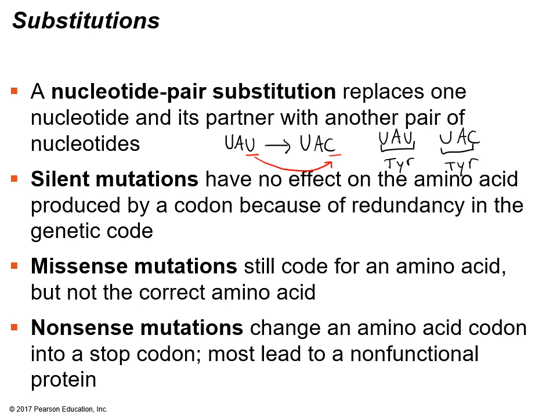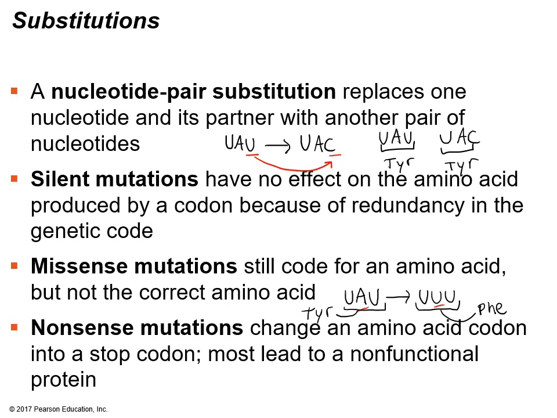A missense mutation still codes for an amino acid, but not the correct amino acid. So for example, if I had UAU and I substituted the A for a U, this would result in a different amino acid. So earlier we saw that UAU is going to code for TYR, tyrosine amino acid, but UUU is going to code for the amino acid phenylalanine, PHE.